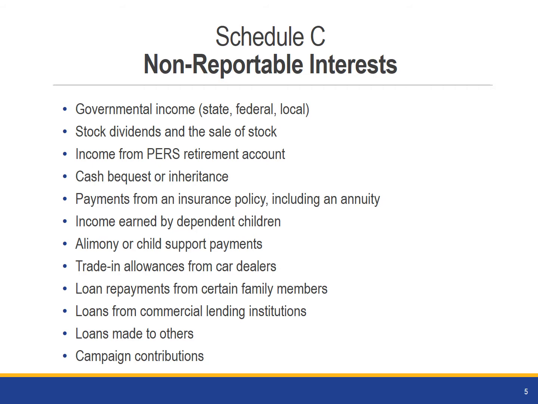If you are lucky enough to receive dividend checks from a stock that you hold, you do not have to report that income, even if you do have to report the stock on Schedule A1. Please read through the bullets on this slide to see what other types of income are not reportable. You may be surprised to find that you don't have to report any of your income. For more information, see the Form 700 instructions and reference pamphlet.